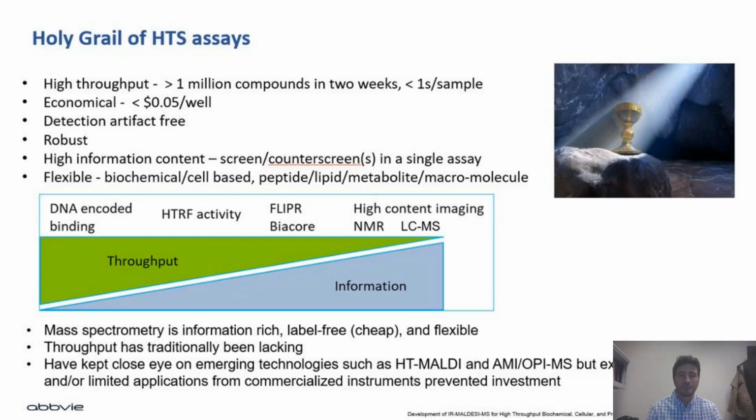So mass spectrometry in general is information rich, it's label free, also meaning it's cheap and detection artifact free, and it's also flexible for lots of different analytes. So therefore it has all the potential to be the holy grail of an HTS assay, but traditionally throughput has been limited.